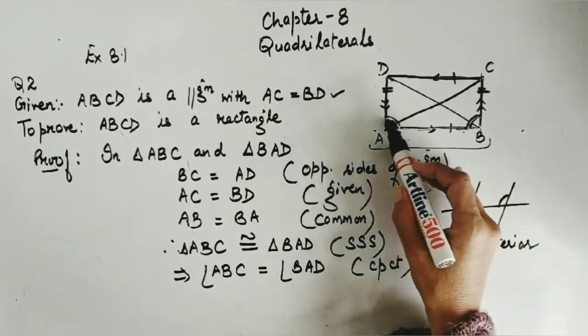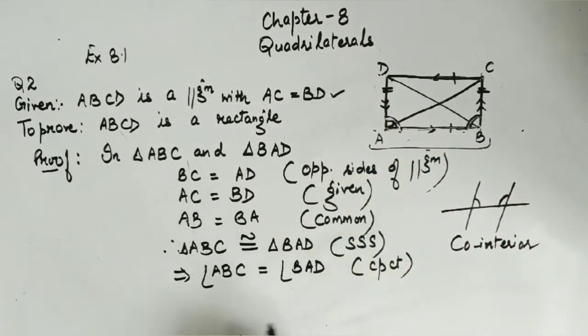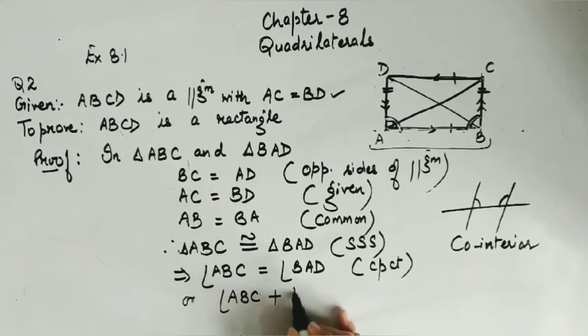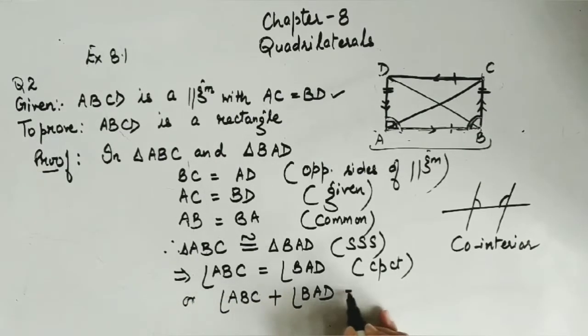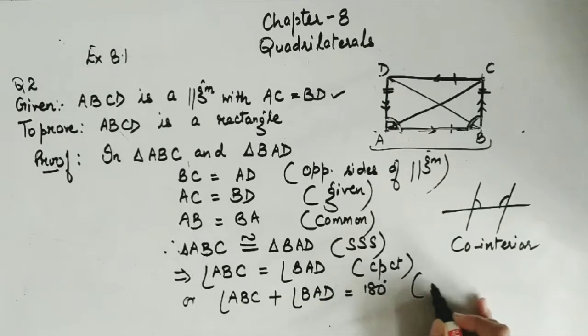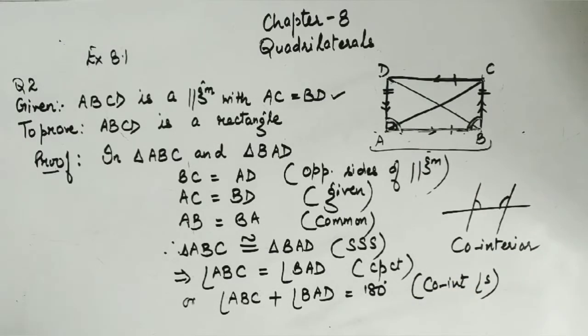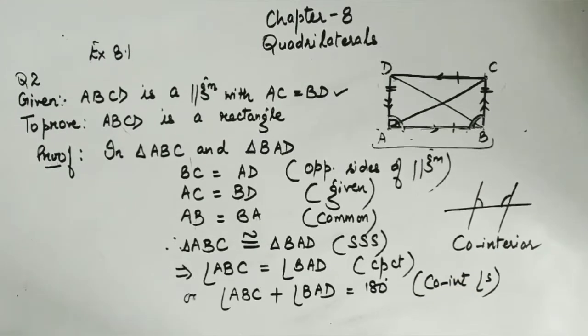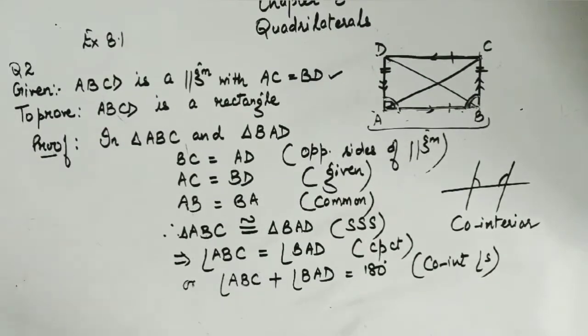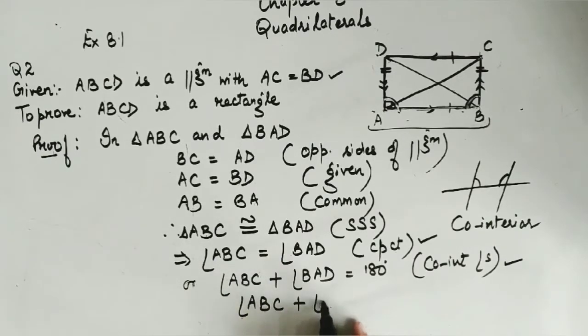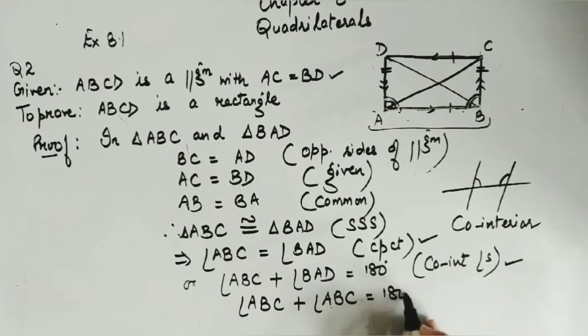It means angle A and angle B would add up to 180. Or we can say these two angles would add up to 180 since they are co-interior angles. Now if they are adding up to 180 and they are also equal, using these two results, if I say ABC, BAD are equal, can I say ABC added to ABC? I've replaced BAD by ABC and this is equal to 180.